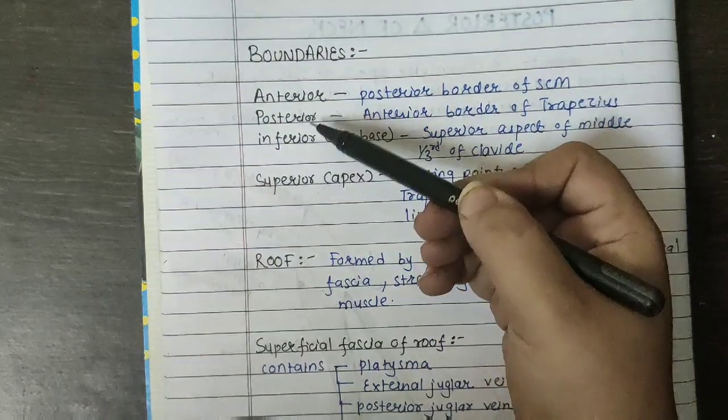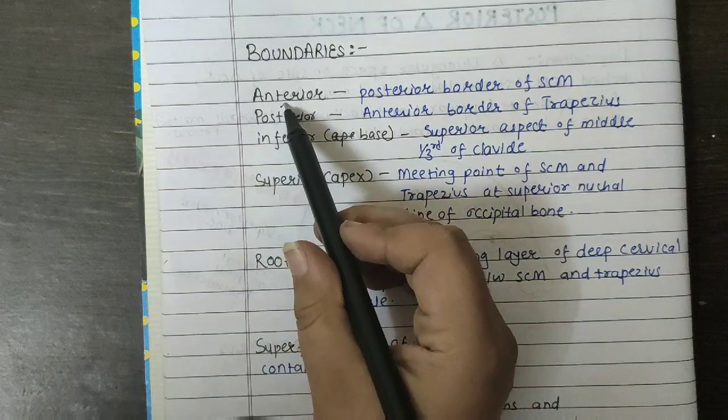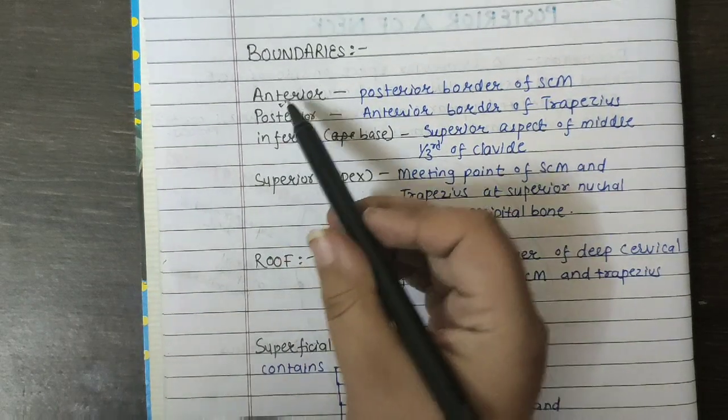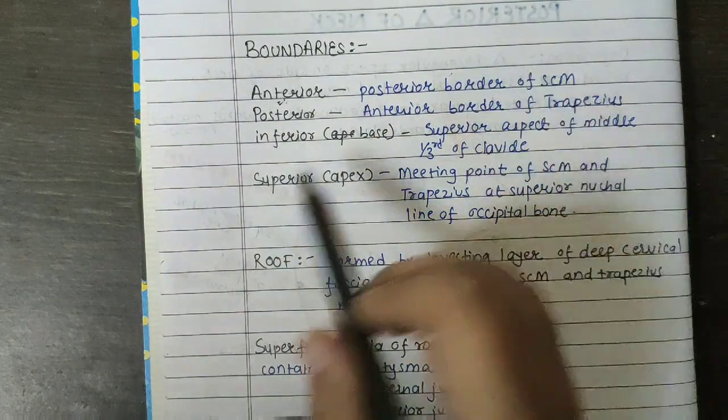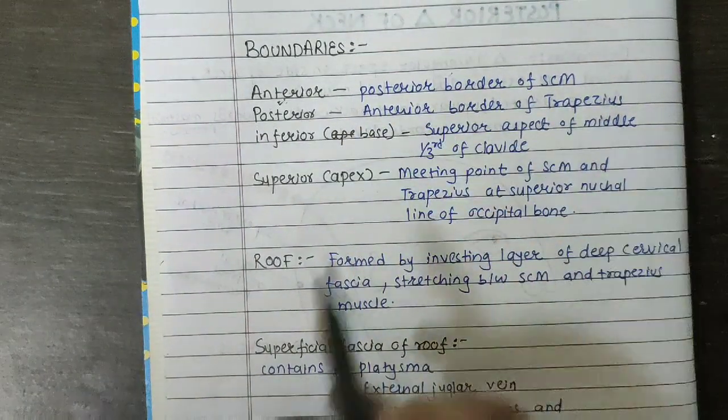So anterior, posterior, inferior and superior. How are these boundaries formed? As you have seen in the previous diagram, the anterior boundary was formed by the posterior border of sternocleidomastoid. The posterior boundary was the anterior border of the trapezius.